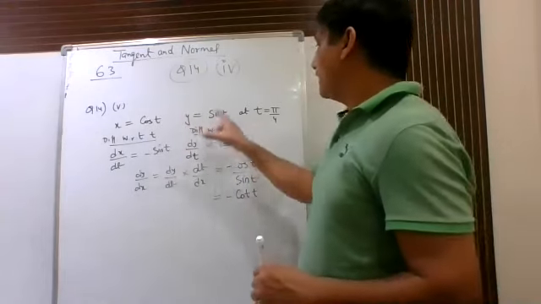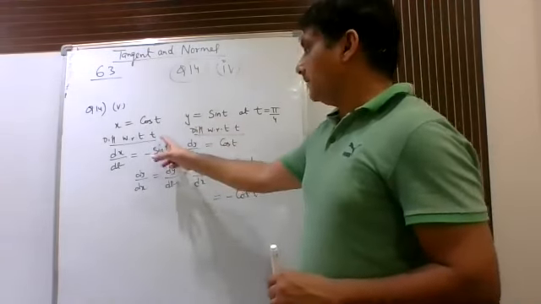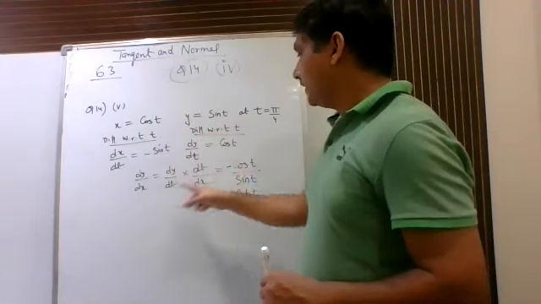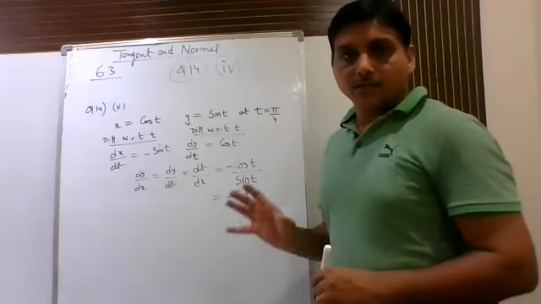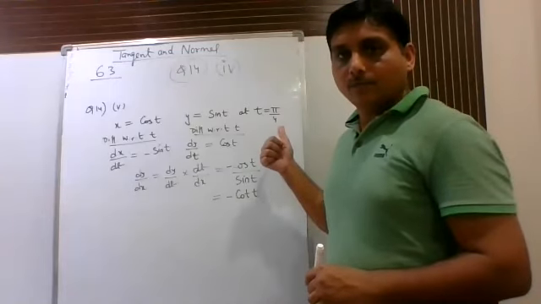So x is given, y is given. We differentiate it with respect to that parameter t. After that, dy upon dx is coming out to be minus cot t. Now let us find out the slope of the tangent at t is equal to 45.